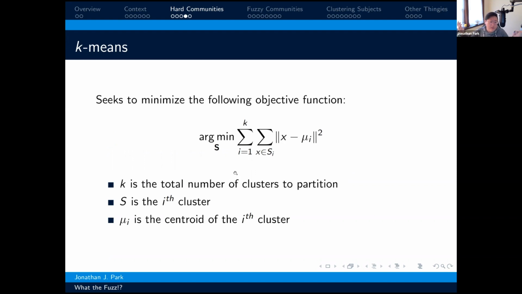And the thing that I want to draw our attention to is that X here is only within S, right? So it's only for the subjects that are within that particular subgroup. So if I belong in subgroup A, I have no influence on the calculation of the centroid for subgroup B. And this will be relevant when I get to the fuzzy stuff.